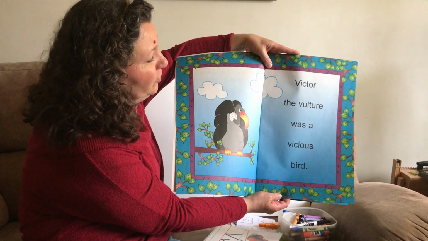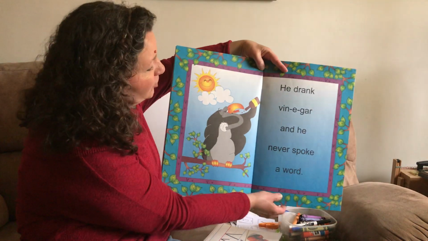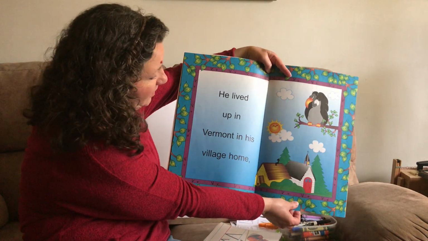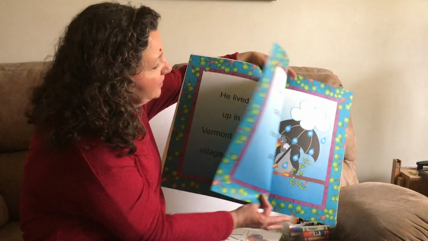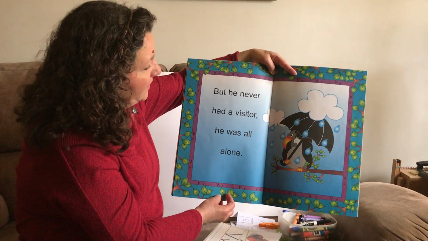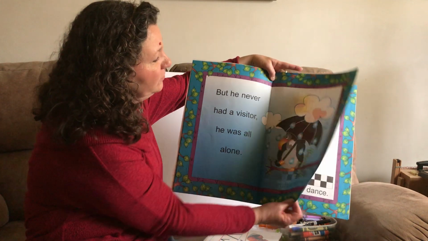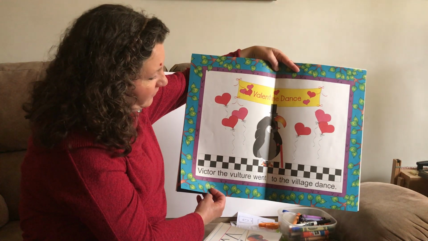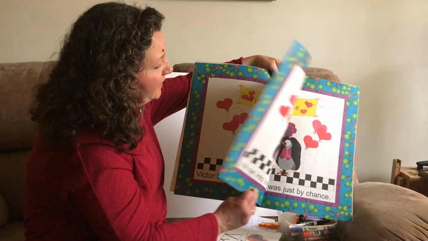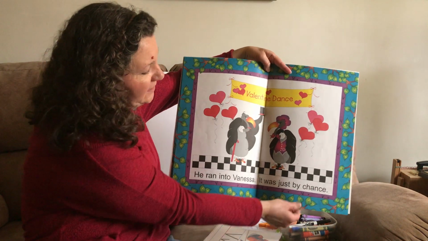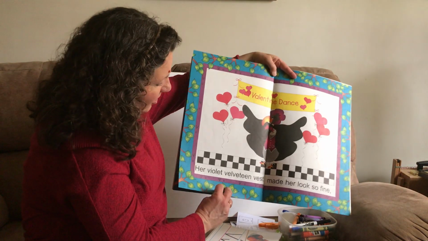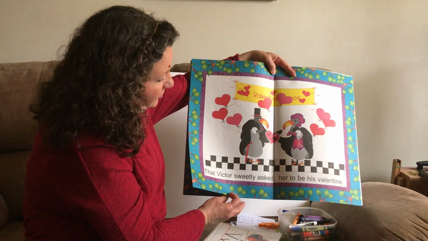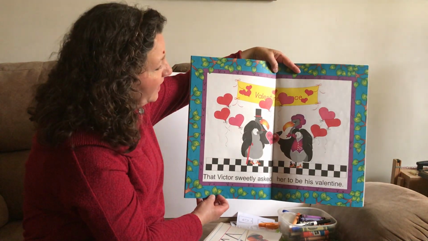Victor the Vulture was a vicious bird. He drank vinegar and he never spoke a word. He lived up in Vermont in his village home, but he never had a visitor. He was all alone. Victor the Vulture went to the village dance. He ran into Vanessa, it was just by chance. Her velveteen vest made her look so fine that Victor sweetly asked her to be his Valentine.